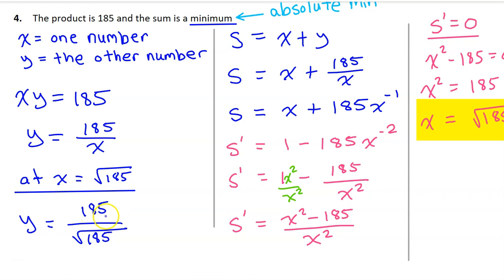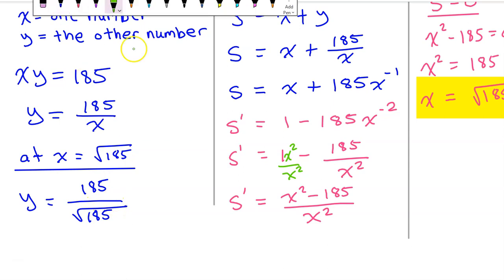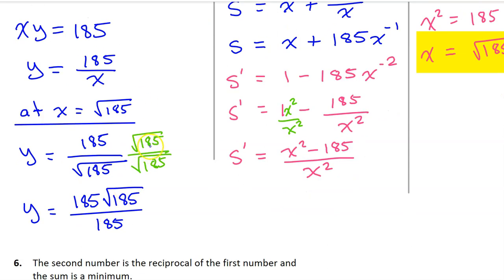You could leave your answer like this, but this does simplify nicely, so let's rationalize the denominator. If we multiply by radical 185 over radical 185, we get y equals 185 radical 185 over 185. A radical times a radical makes the radical go away. Of course, the 185s cancel out, and we get y equals radical 185.